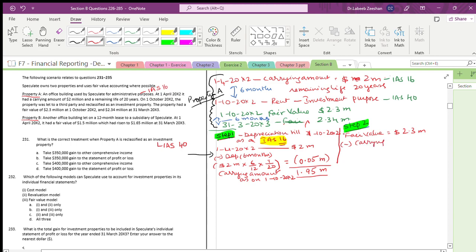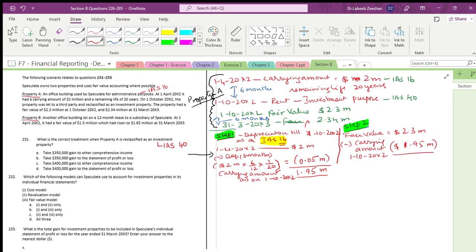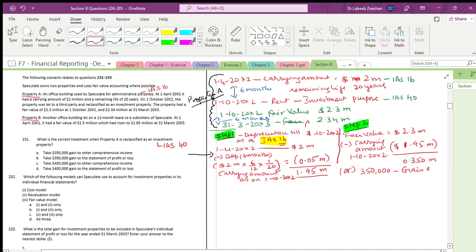Carrying amount is nothing but, because you have to differentiate. Is it right? Carrying amount as on 1/10/2002. How much is there? 1.95 million. What is the difference? Difference is 0.350, or 350,000. This is the gain on revaluation.